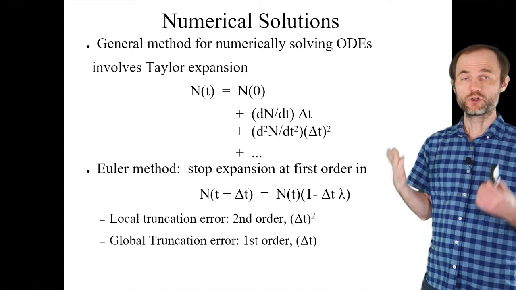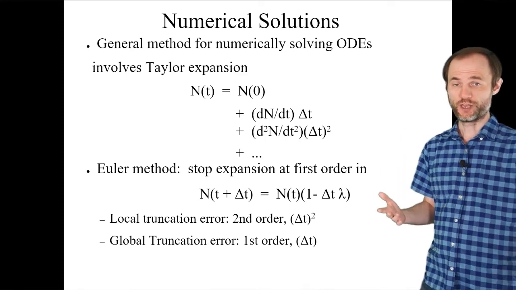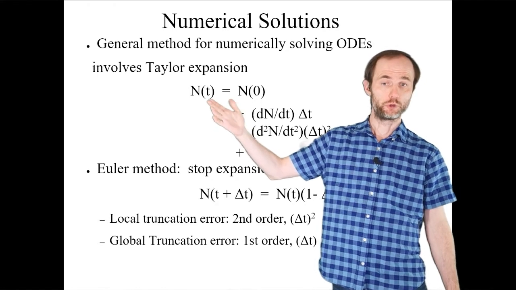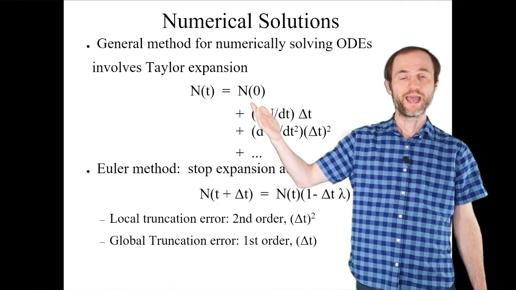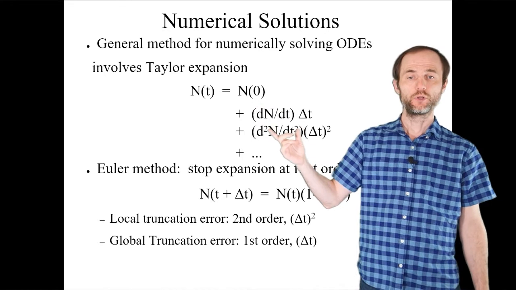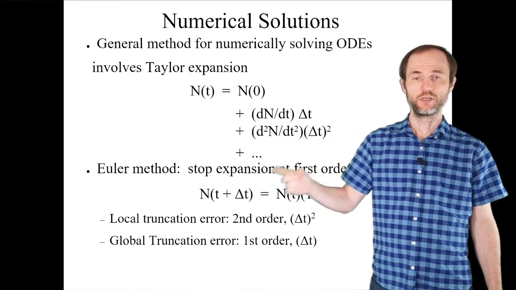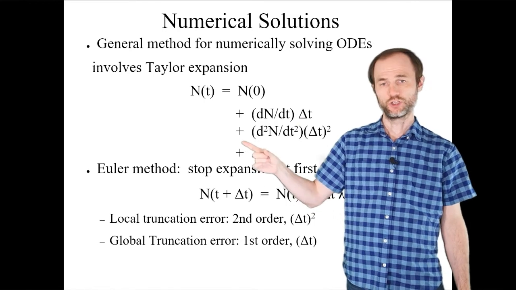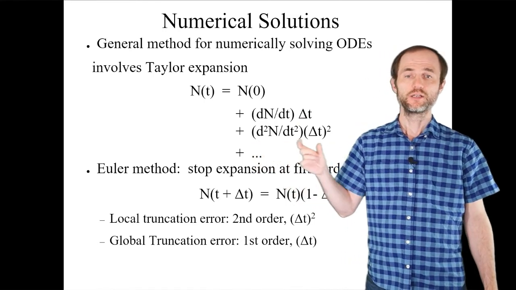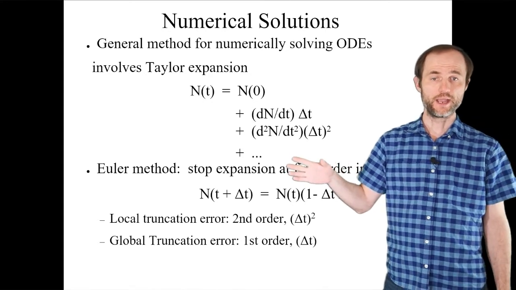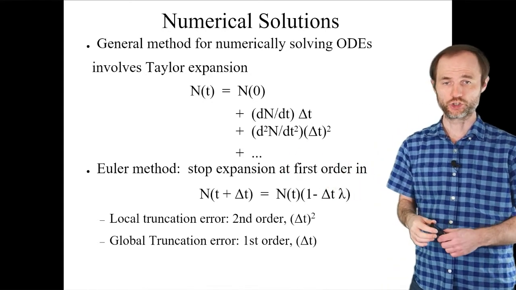Well, we rely on the Taylor expansion. So we say that n at time t is equal to n at the initial time plus the first derivative times delta t plus the second derivative, actually this should be 1/2 over here, times delta t squared, and so on and so forth, higher order terms in the Taylor expansion.